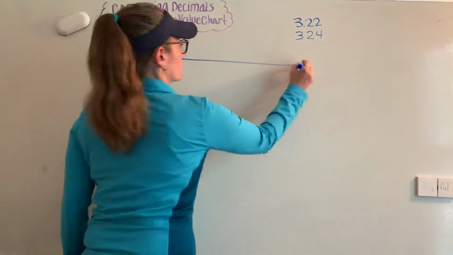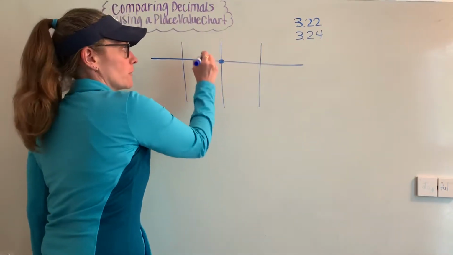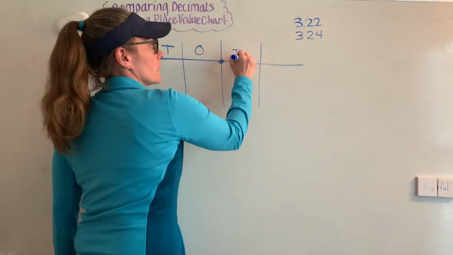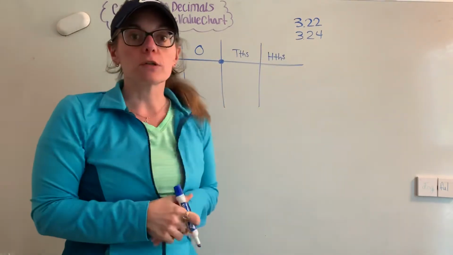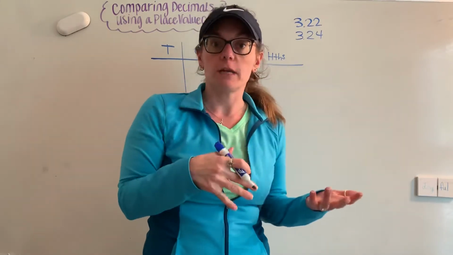Basically, you're going to draw yourself a quick place value chart. It doesn't have to be fancy. Just make sure you have that decimal point. Label your ones and your tens, your tenths and your hundredths quickly. The most important thing that you're going to do when you're comparing your decimals is make sure that you are lining up your numbers by the decimal point.